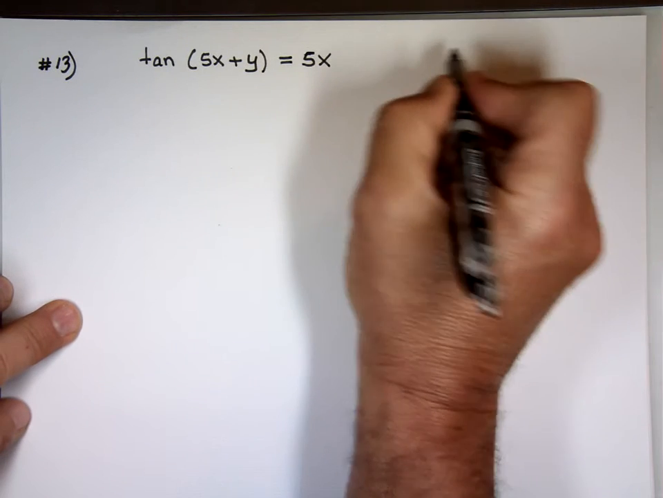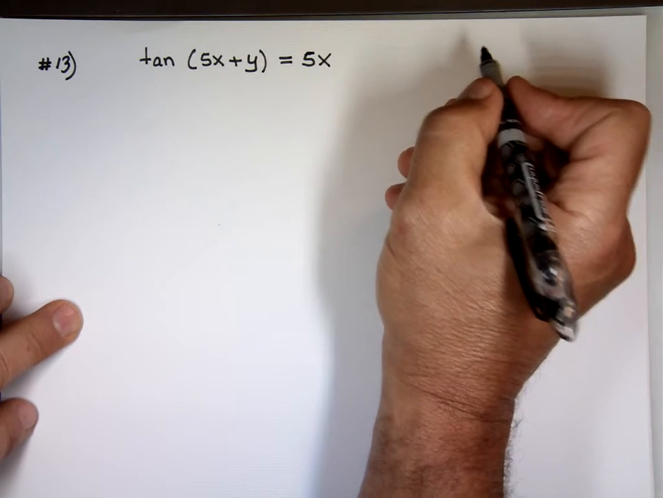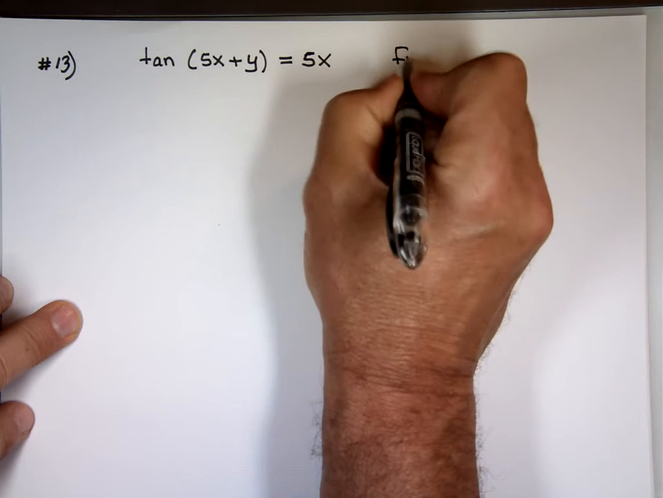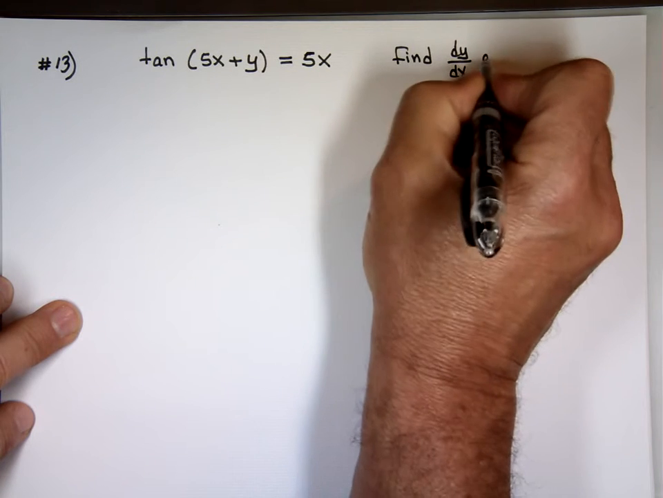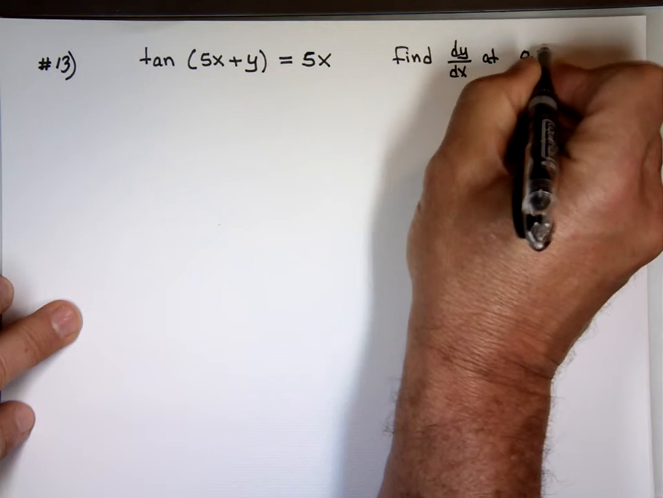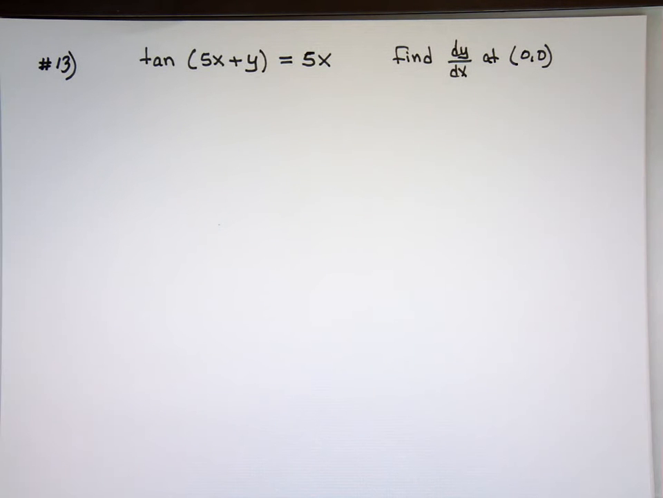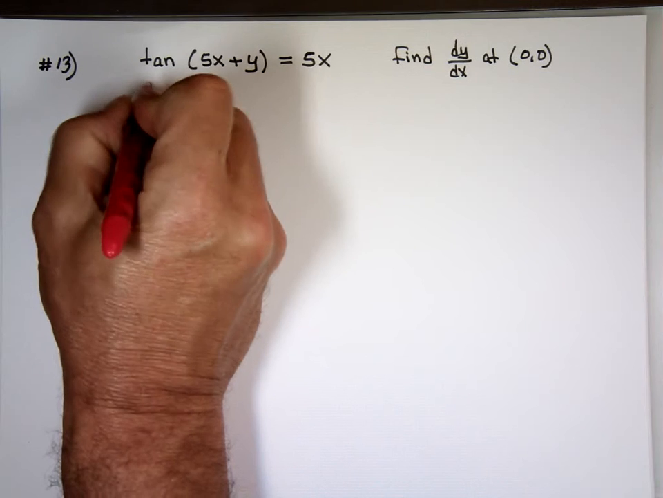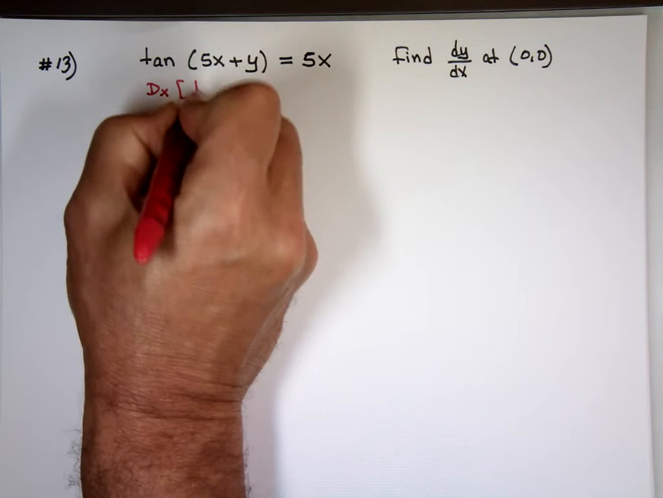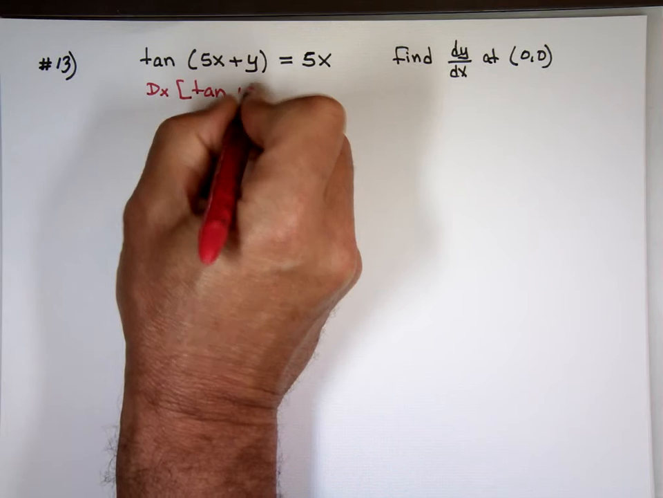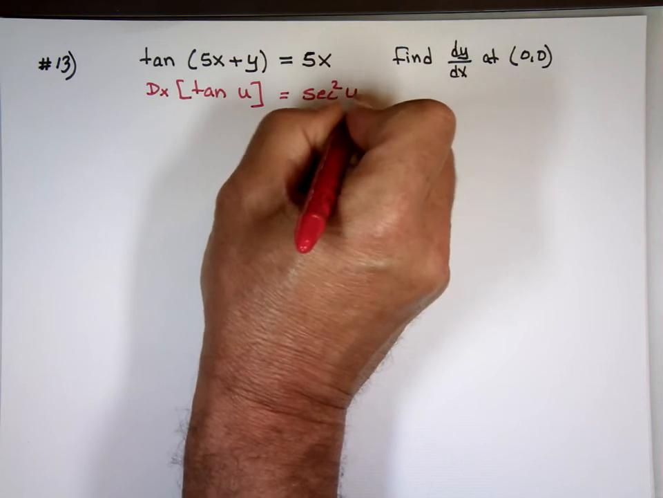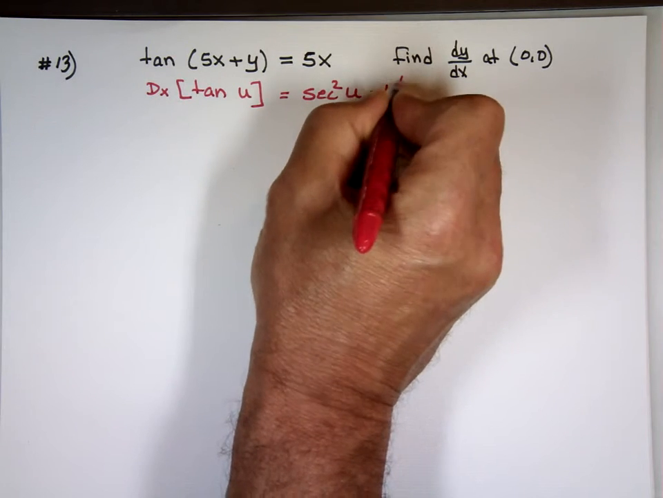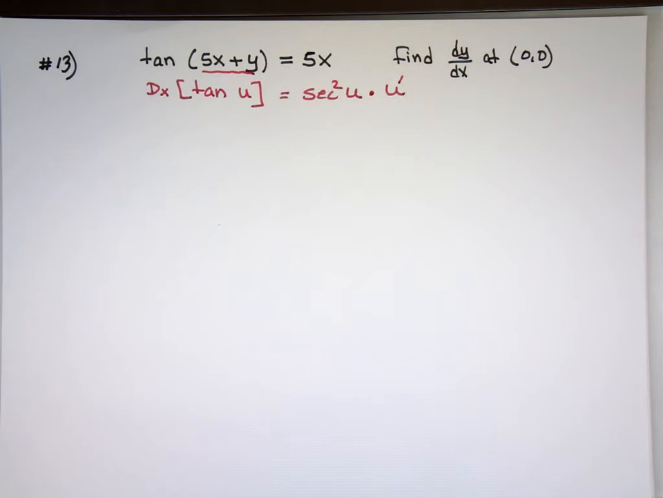Find the derivative at the given point, (0, 0). Again, just a quick reminder, those trig identities are tricky. The derivative of tangent u is what? Secant squared u times u prime. And u is this piece right there. That's what your u is in this case.